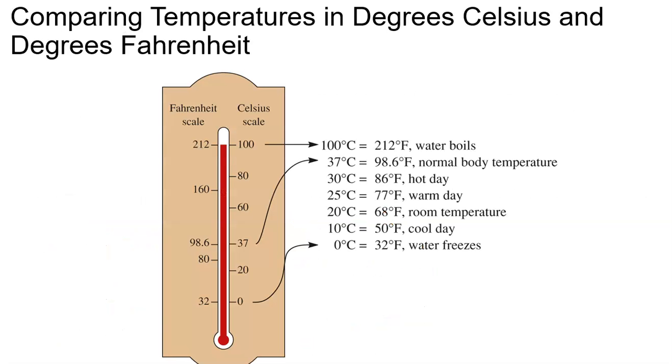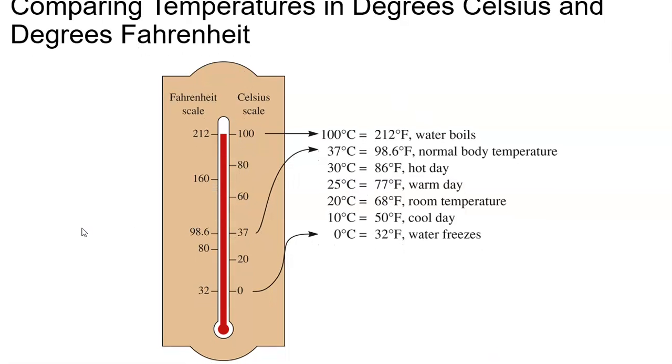All right. If this helps, this is one of those old-fashioned mercury bulb thermometers. Don't drop it and break it. But it's got the Celsius scale on the right side. It's got the Fahrenheit scale on the left side. So you can see that 32 degrees Fahrenheit is the equivalent of 0 degrees Celsius. Water boils. Cool day, 50 degrees outside. That's 10 degrees Celsius. Room temperature, or a warm day, 77 Fahrenheit is 25 Celsius.